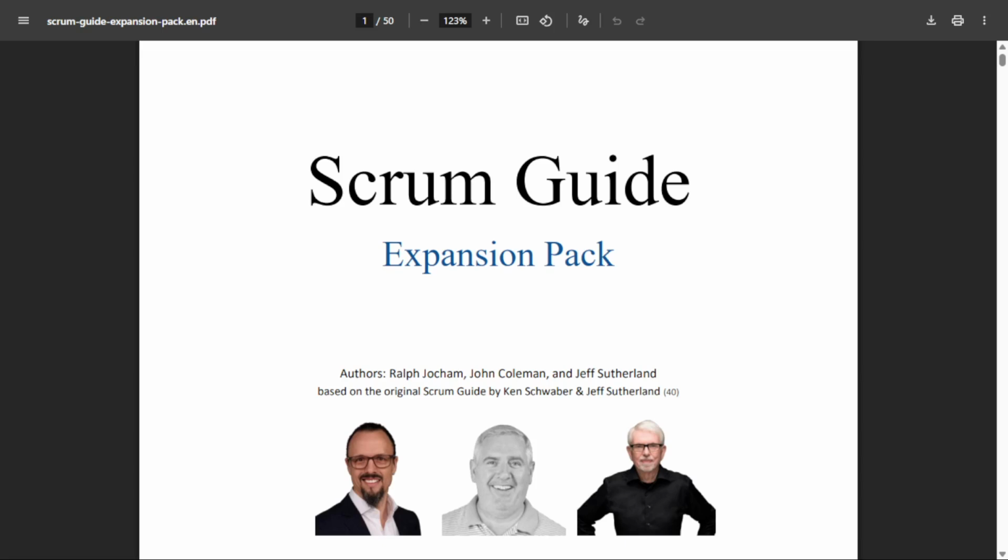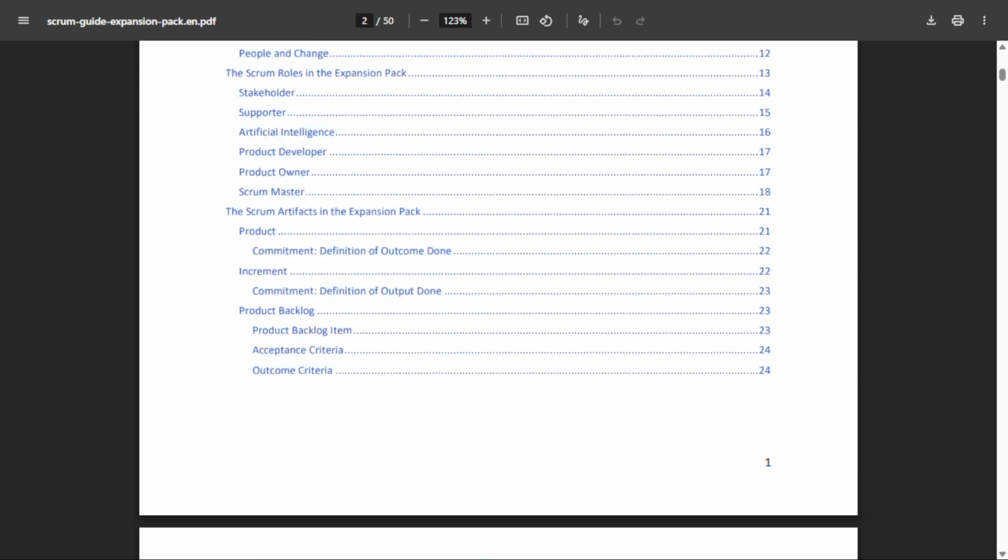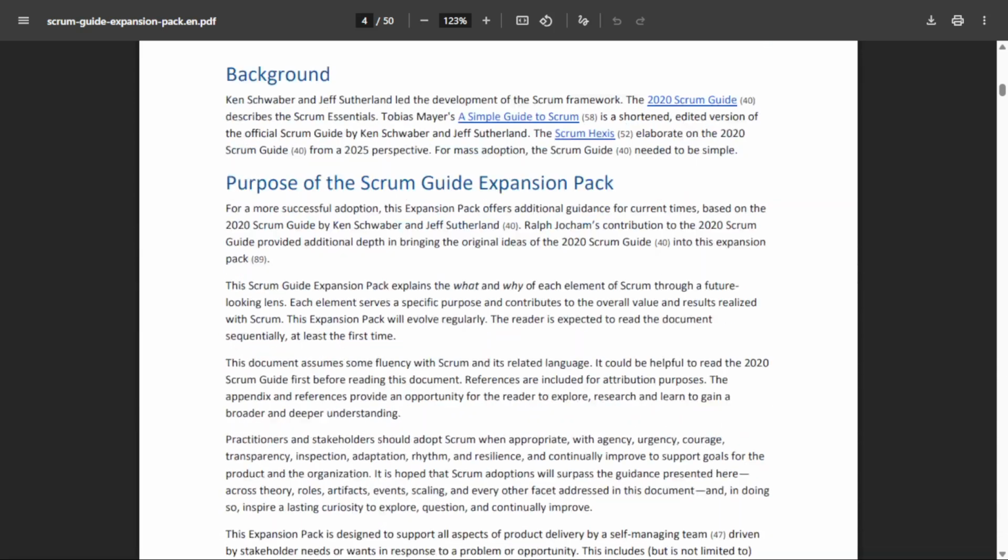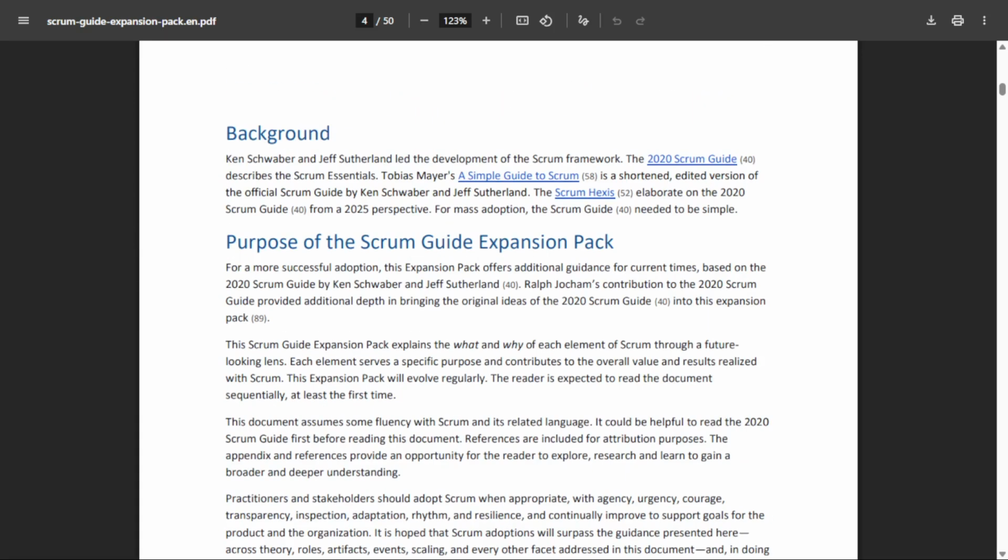You might already know about the Scrum Guide that was written by Jeff Sutherland and Ken Schwaber, who is not on the screen. The Scrum Guide, which you can find at scrumguides.org, was intentionally short, and it kept Scrum lightweight and adaptable, and everyone loved it. However, many practitioners struggled with applying Scrum in complex real-world contexts, in enterprises, in regulated environments, or even with AI tools. And enter this document called the Scrum Guide Expansion Pack.